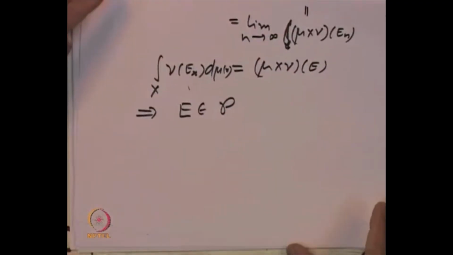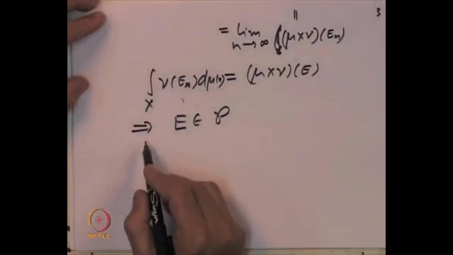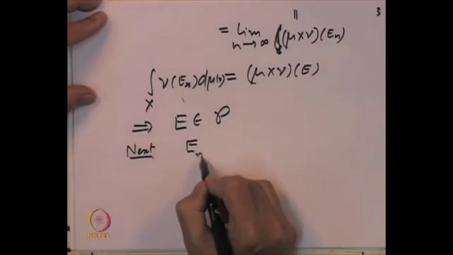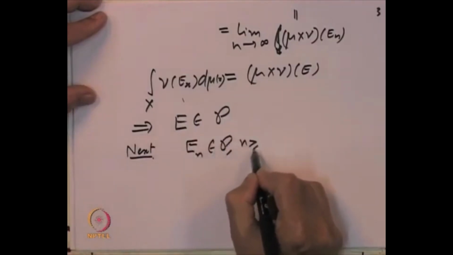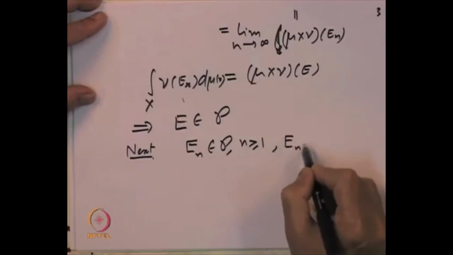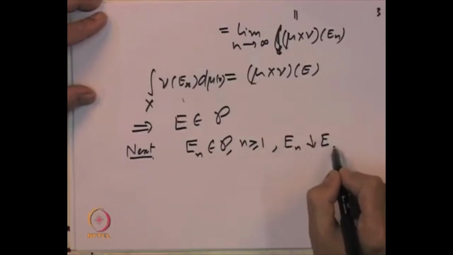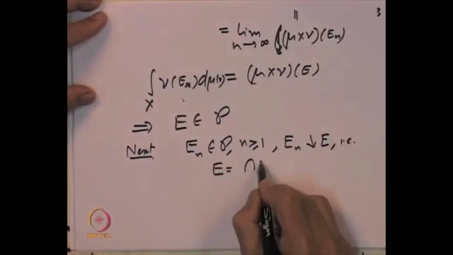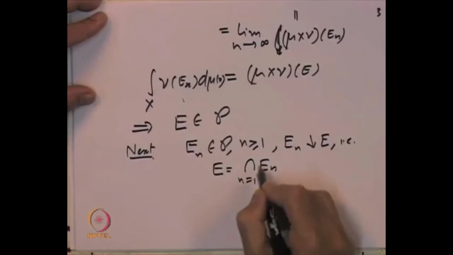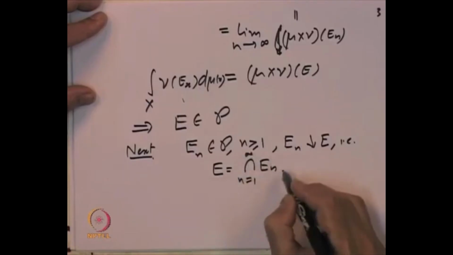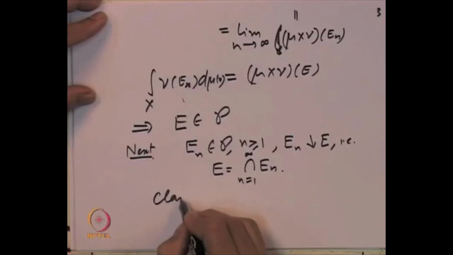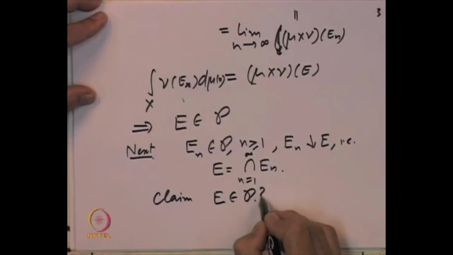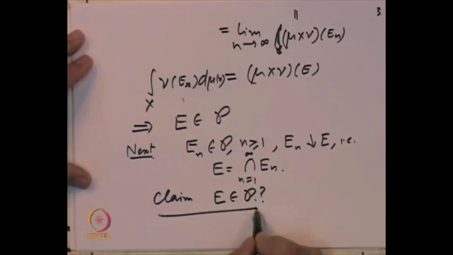Okay. Now, we want to do the similar thing for decreasing. So, next let us consider E n belonging to P, n bigger than or equal to 1, and E n's decrease to E. That is, E is equal to the intersection of E n, n equal to 1 to infinity. Okay. So, we want to claim that E belongs to P. So, this is what we want to check.